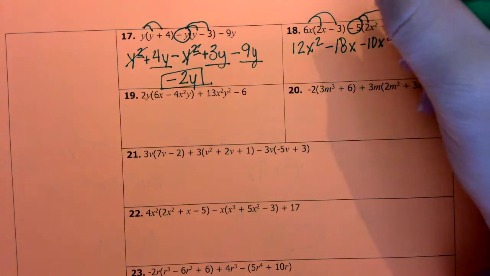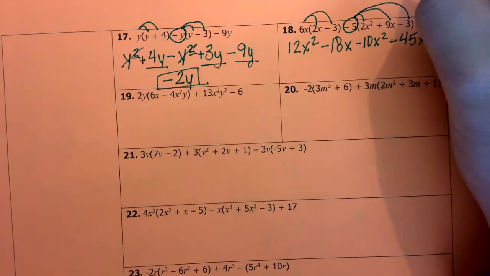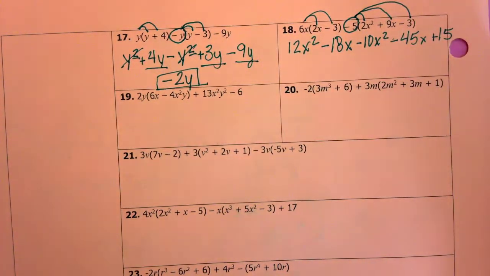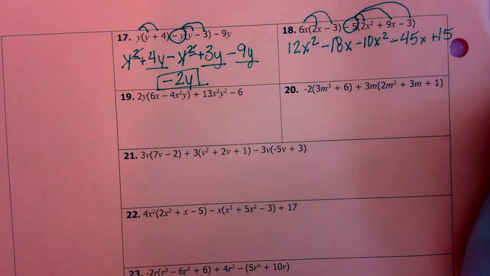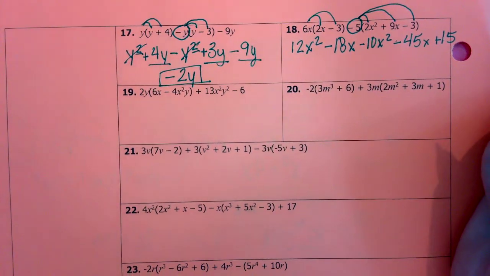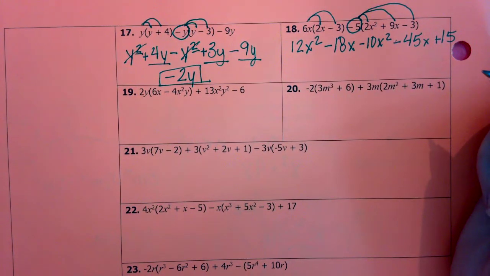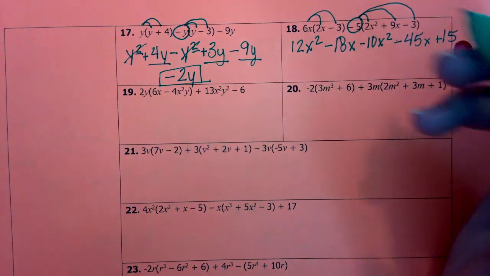And then minus 5 times negative 3, which gets me a positive 15. Okay, I'm going to go through now, and I'm going to look to see what can I combine and make sure I put it in order from highest to least in order with my exponents.